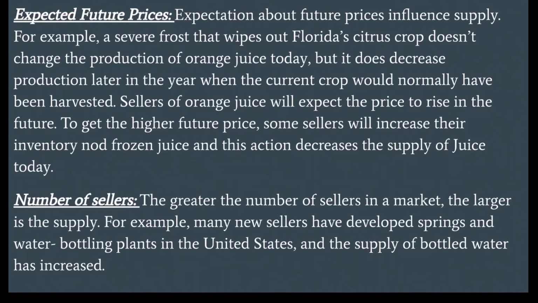Expected future prices. Expectations about future prices influence supply. For example, a severe frost that wipes out Florida's citrus crop doesn't change the production of orange juice today, but it does decrease production later in the year when the current crop would have been harvested. Sellers of orange juice will expect the price to rise in the future. To get the higher future price, some sellers will increase the inventory of frozen juice, and this action decreases the supply of juice today.